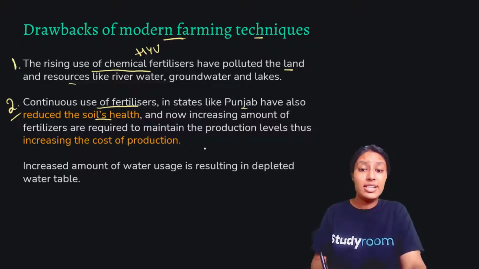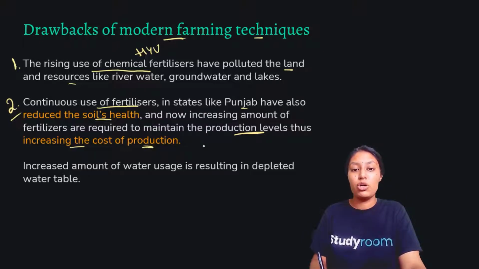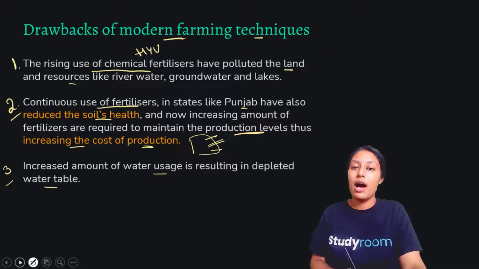To maintain soil health and to maintain the production level as well, thus the cost of production increases. This has led to increasing the cost of production, because now there are more things that require fertilizers, chemical fertilizers, proper irrigation, pesticides. So this has increased the cost, which is the second point. Now, the third point is that the amount of water usage is depleting the water table, because the amount of water it requires is comparatively quite high.